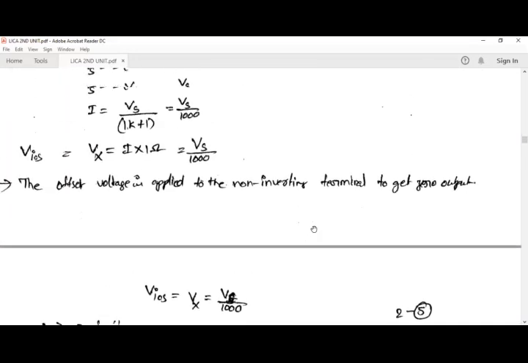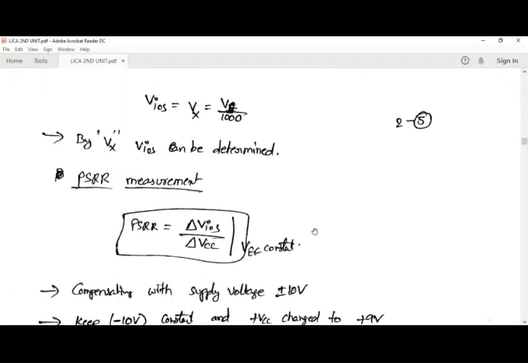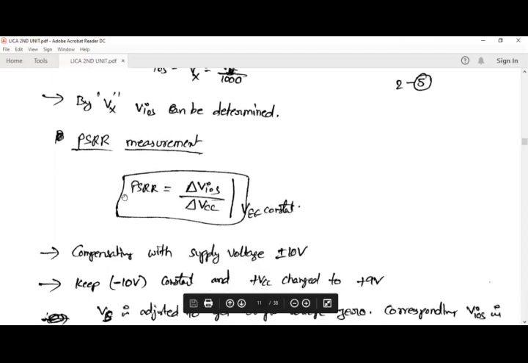Next, by using the same circuit, we are going to measure the PSRR also. As we have discussed, power supply rejection ratio is the ratio of the change in the input offset voltage to the change in the supply voltage, keeping the other supply voltage constant. That means from this formula we can say that we are going to adjust the VCC or VEE.